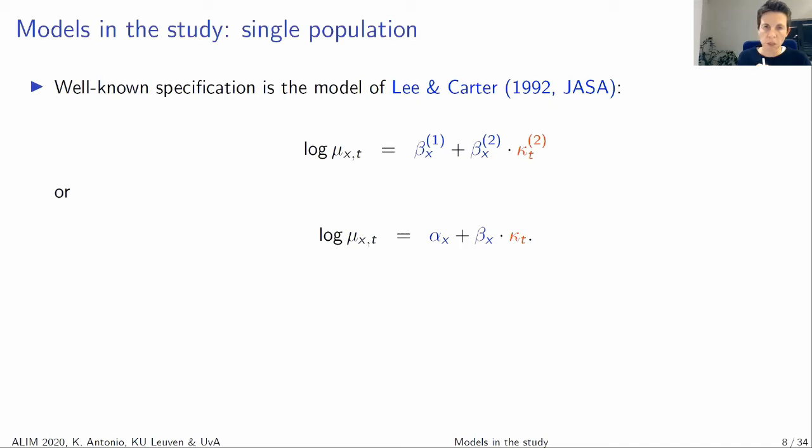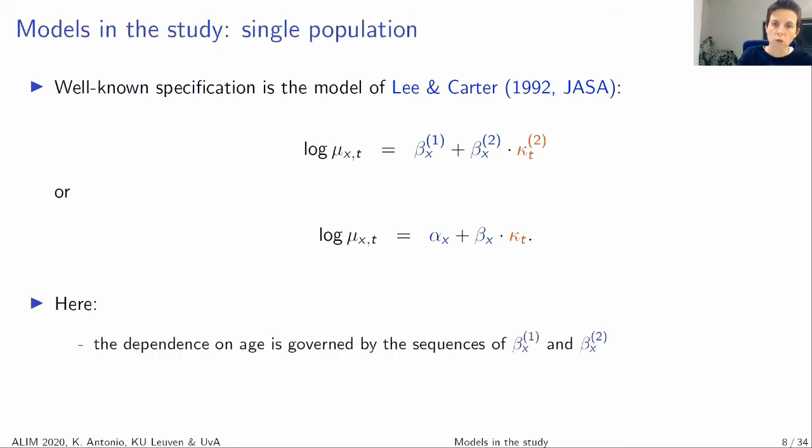Often you also see that being denoted with just alpha x plus beta x times kappa t. That's of course exactly the same thing. It's just a matter of using a slightly different notation. So this Lee-Carter model is a baseline model, and it fits within this general class of LifeMetrics models that we introduced earlier. Dependence on age is governed here by the beta x1 and the beta x2, and the time dynamics are captured by the kappa 2 parameters. Okay.